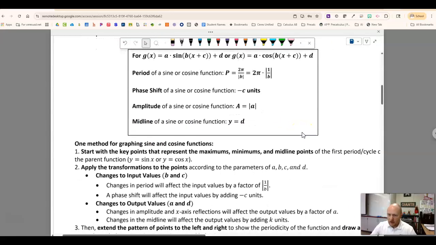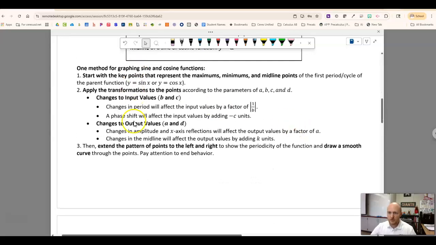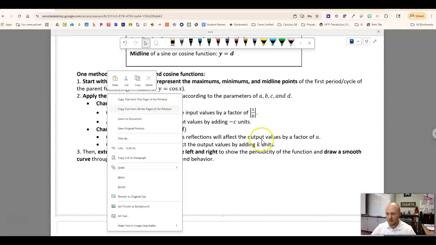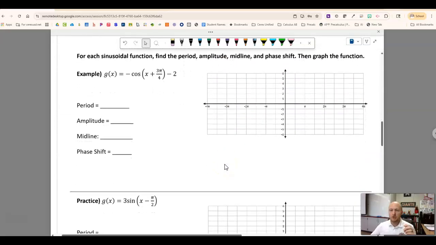Okay, so we're going to go ahead and look at some functions. Here's some notes for you. If you want to pause the video, you can read these. This is a method for graphing sine and cosine, but I'll cover this in our videos of our examples. Okay, so let's jump into the very first example.